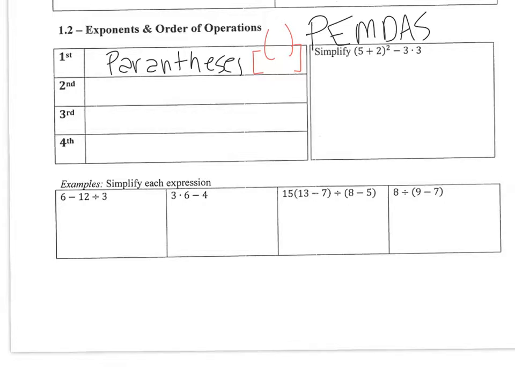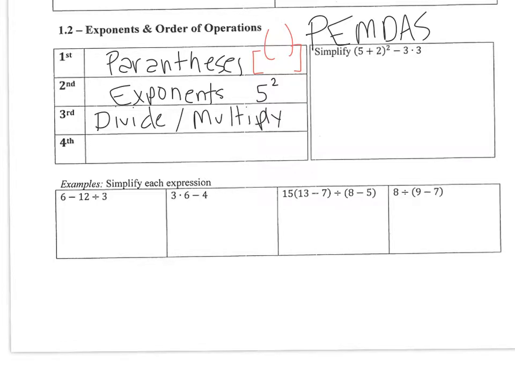After parentheses, you do exponents. Exponents are the superscript numbers, such as 5 to the second power means you multiply 5 twice. After you do parentheses, then you do exponents. You're going to want to divide and multiply from left to right. So if multiplying comes first, left to right, then you multiply. If dividing comes first, left to right, then you divide. Same thing with add and subtract. You want to subtract and add last from left to right.